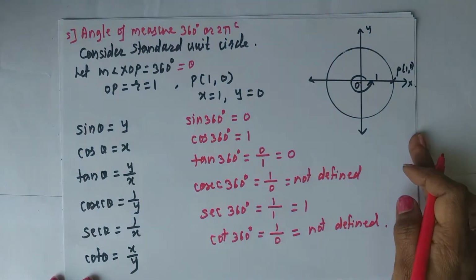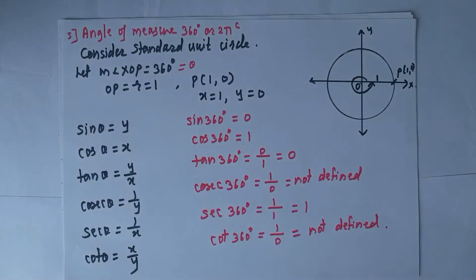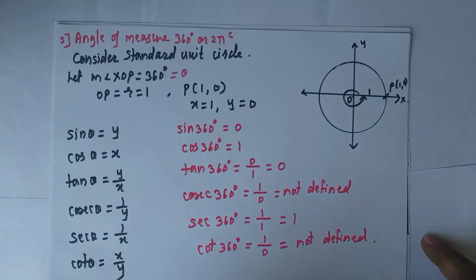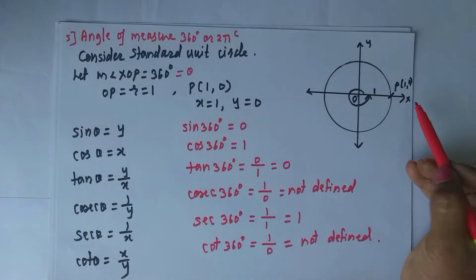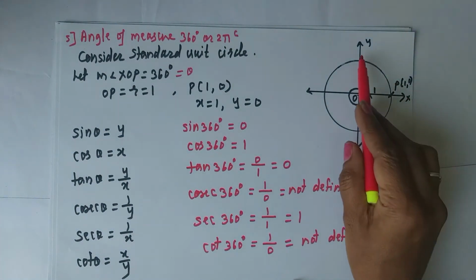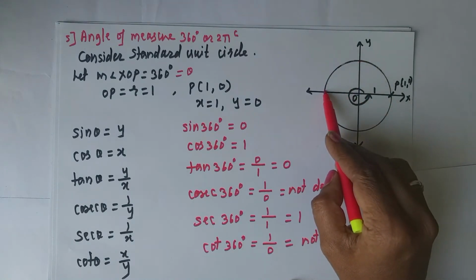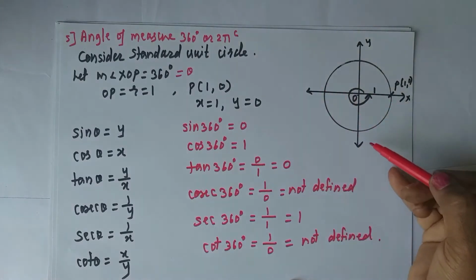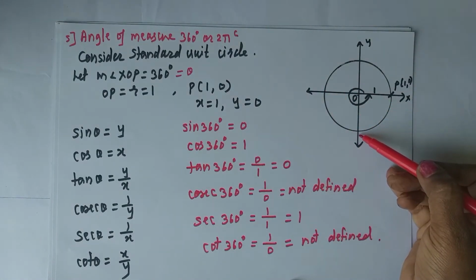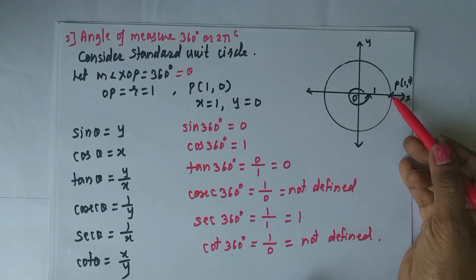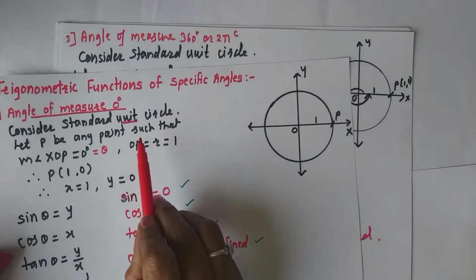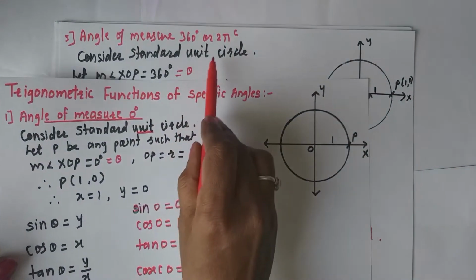In this way, we have found the trigonometric functions of the measure of angle 0 degree, then 90 degree, 180, 270 and 360 degree. See, for the measure of angle 0 degree, point P lies on the positive direction of x-axis. For 90 degree, it lies on the positive direction of y-axis. For 180 degree, it lies on the negative direction of x-axis. For 270 degree, it lies on the negative direction of y-axis, and at 360 degree again point P lies on the positive direction of x-axis. You compare the angles of 0 degree and 360 degree.